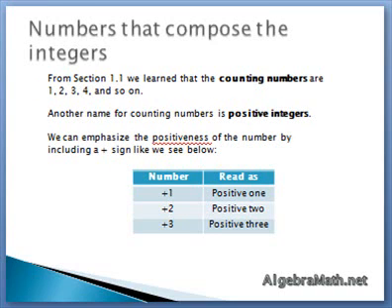Numbers that compose the integers. From section 1.1, we learned that the counting numbers are 1, 2, 3, 4, and so on. Another name for counting numbers is positive integers. We can emphasize the positiveness of a number by including a plus sign like we see below. So in the table we have the number plus 1, read as positive 1. Number plus 2, read as positive 2. Plus 3, read as positive 3.